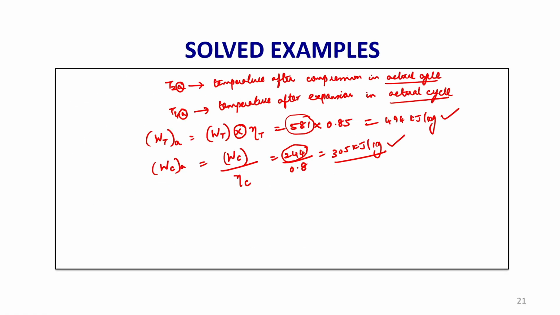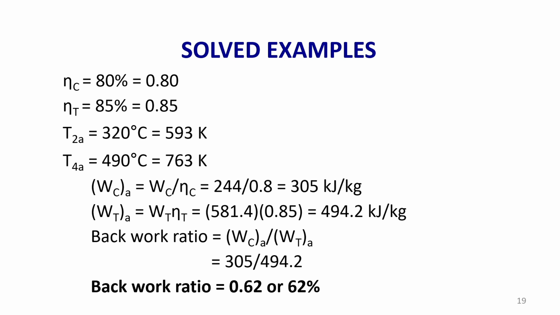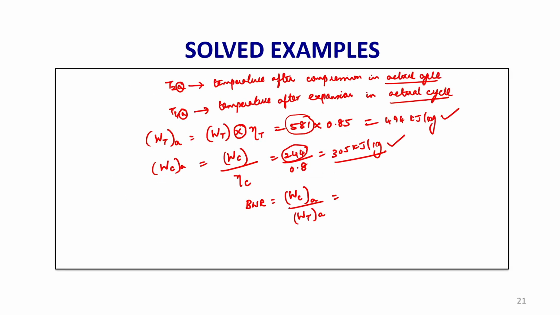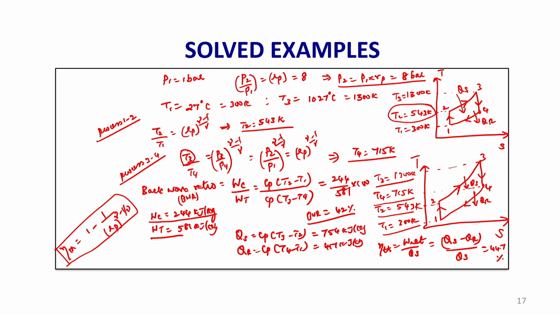So now you can find the back work ratio for the actual condition: compressor work of compression actual divided by turbine work actual. So this is equal to 62%. So the back work ratio increases to 62%. In the ideal case, the back work ratio is 42%, but in the actual case it has increased by about half, from 42 to 62%.